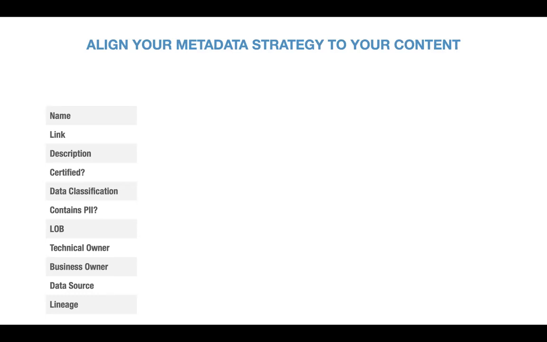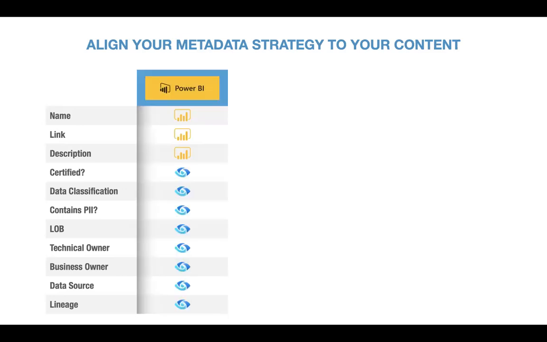Imagine for a moment that these are the metadata fields you're interested in. Many organizations have many more than this they want to bring in, but let's imagine just this. So I've got my name, a link to the content, description. Is the content certified? What kind of classification does it have? Does it contain PII data? What's the line of business that owns it? Ownership information, some generic, more high-level logical data source information, and maybe detailed lineage type information available. I'm interested in all these to support all the constituents that we talked about earlier.